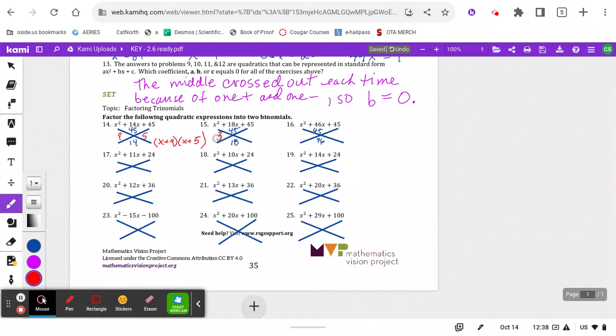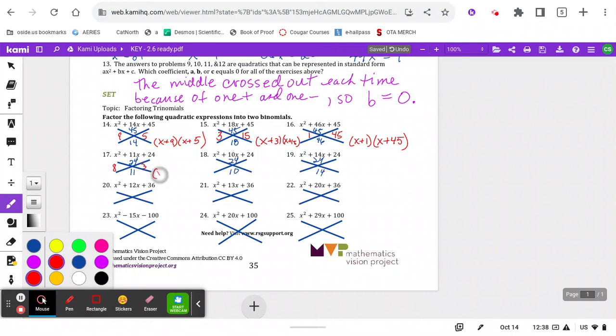This time 45 would be 3 times 15. This next one is just 1 times 45. How'd you do? All right, this one looks like 8 and 3. This one's 6 and 4. 2 and 12.